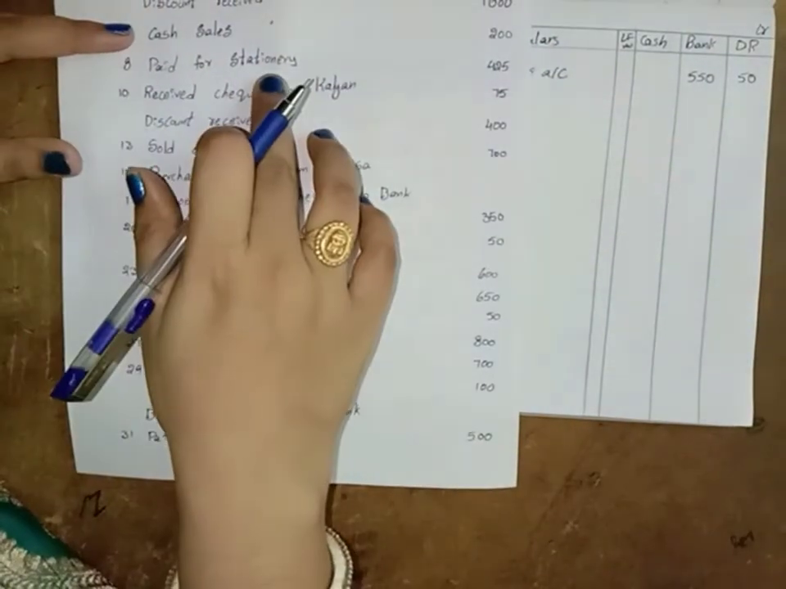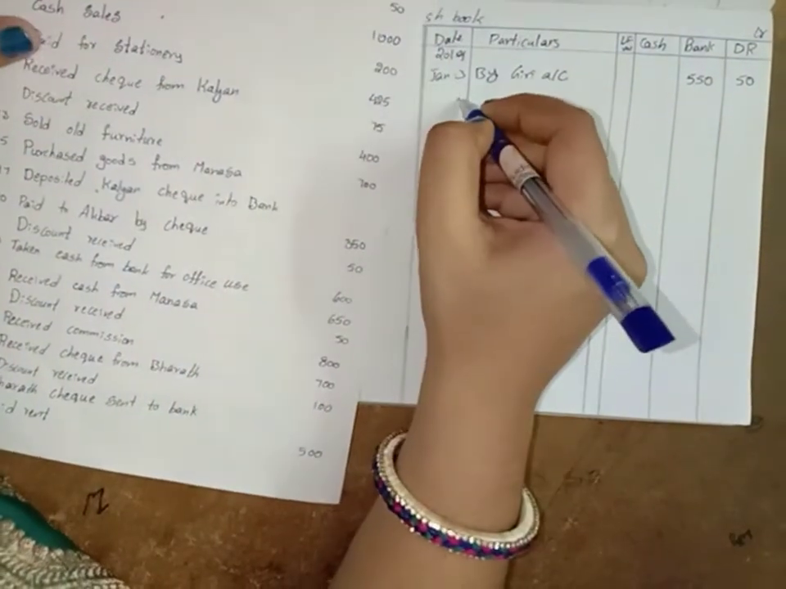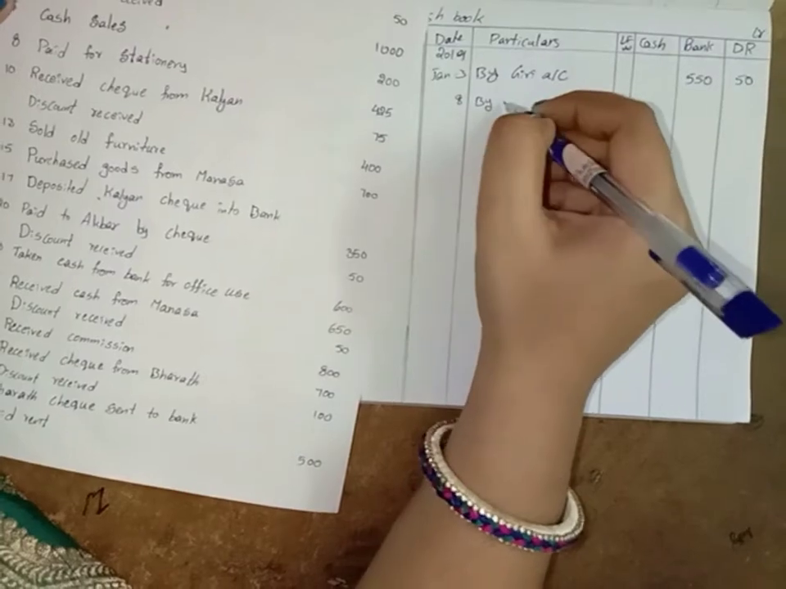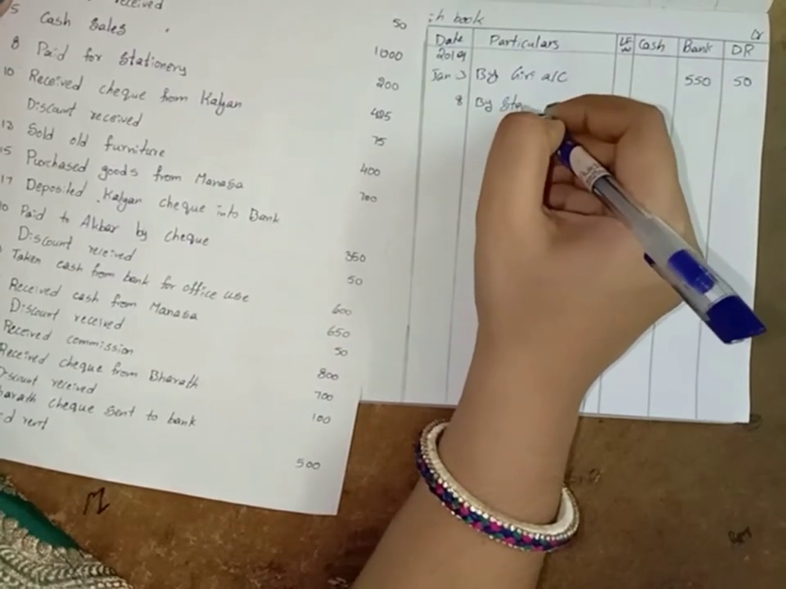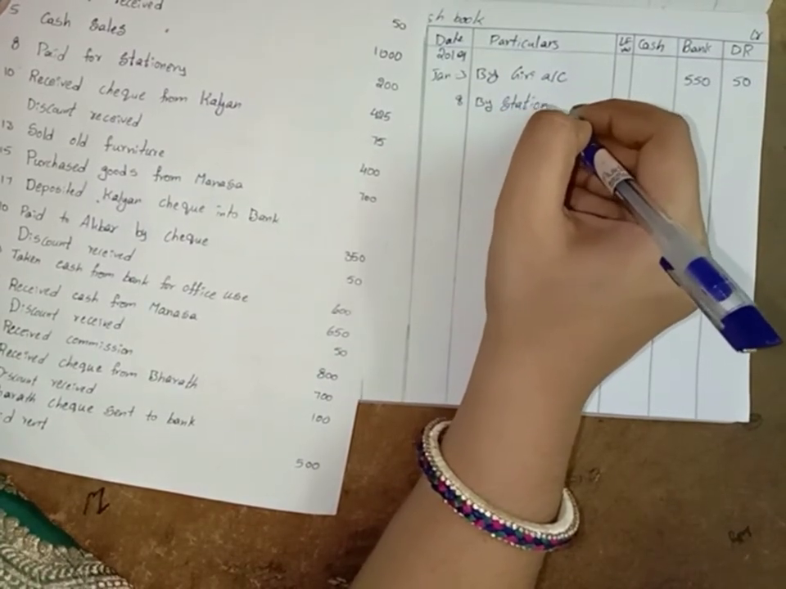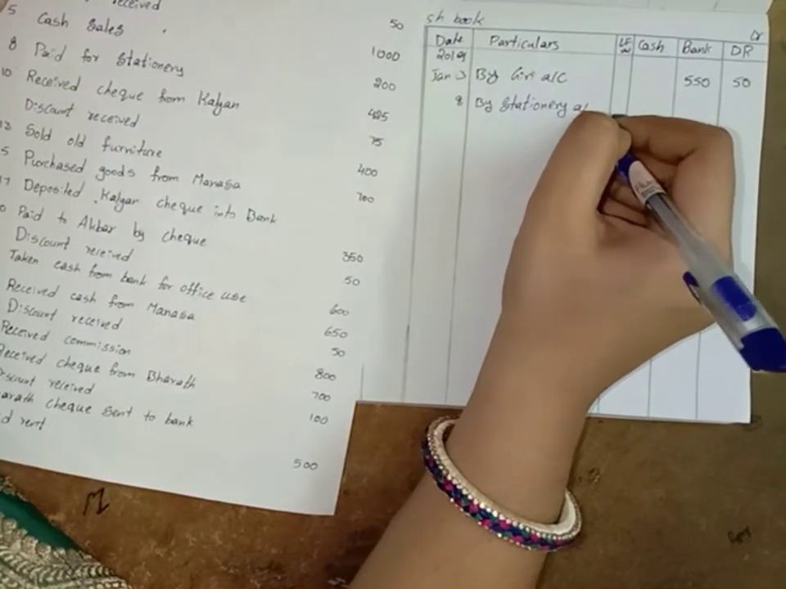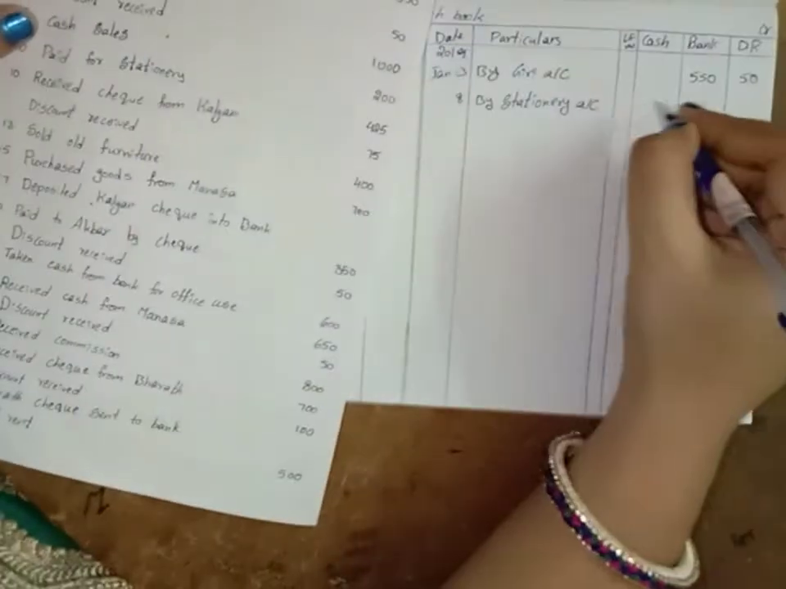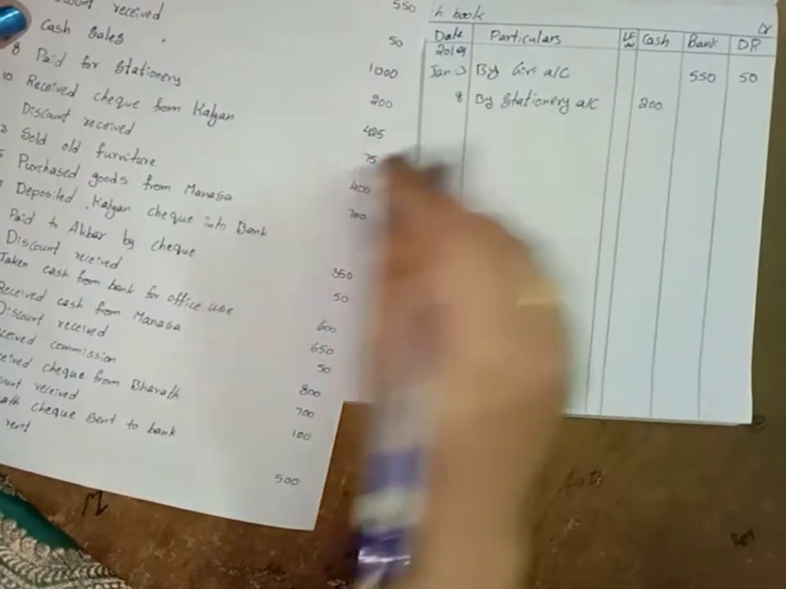And next, paid for stationery. It is an expense. So we have to write it in the credit side, by stationery account. And the amount is 200 in the cash column.